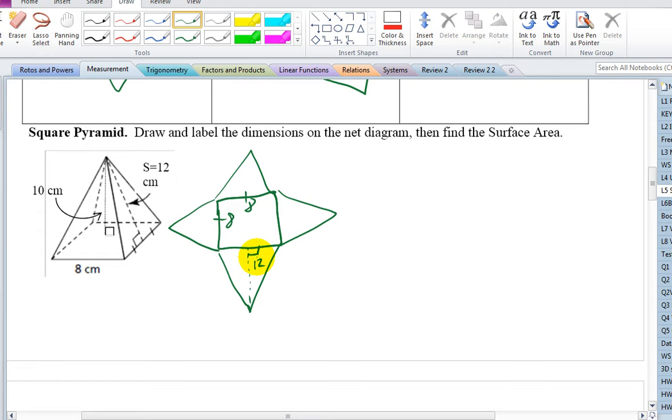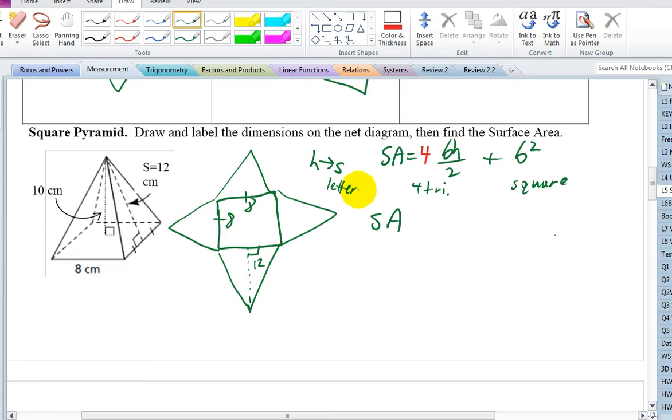Now what they do on your formula sheet is they do base times height divided by 2, and then they times it by 4 because there's 4 of them. So it's for your triangles, plus b squared for the square. So these would be your triangles, this would be your square. Remember there's 4 of them. Now instead of h, they use the letter s. It's a letter, not the number 5.